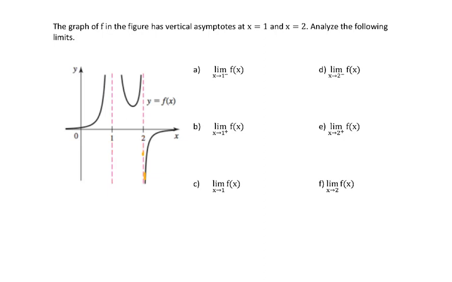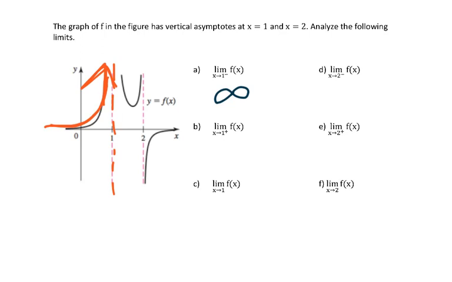For part A it says, find the limit as x approaches 1, and remember this negative here means from the left side. So if I'm approaching this asymptote, x equals 1, from the left side, what's happening to this graph? Well, as I get closer and closer to the asymptote, notice that the values of y go to infinity. And so the limit as x approaches 1 from the left side is positive infinity.